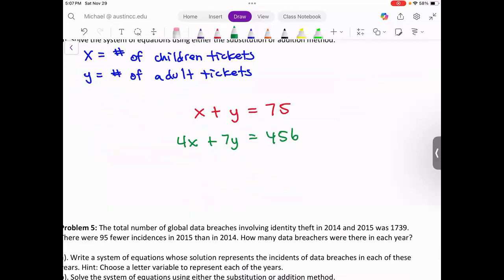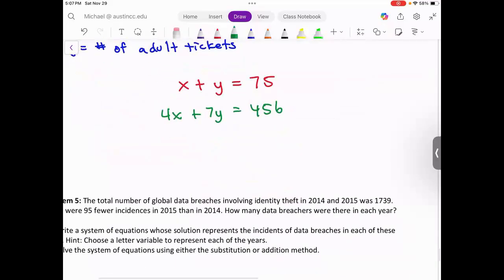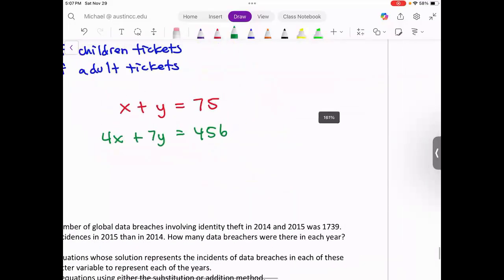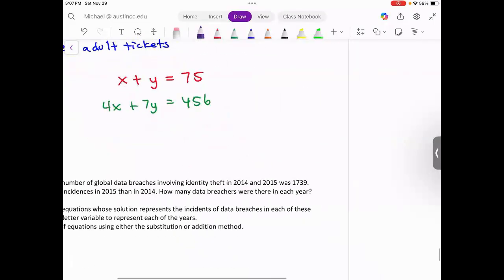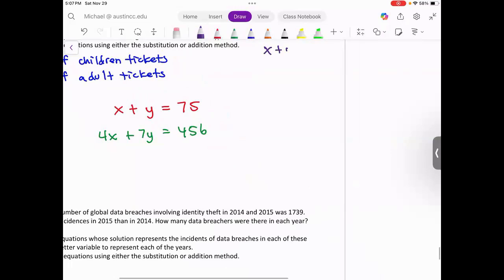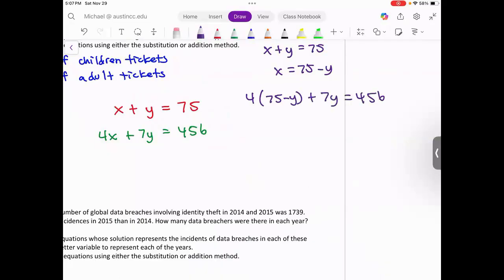Okay, so let's do the substitution method. I think one of these is usually a little easier. So we'll use this first equation. We have x plus y equals 75. So we can say x is 75 minus y. Now we can plug that into our other equation. So we'll take 4 times x, which is 75 minus y, plus 7y equals 456.